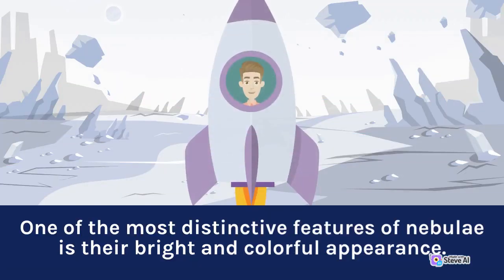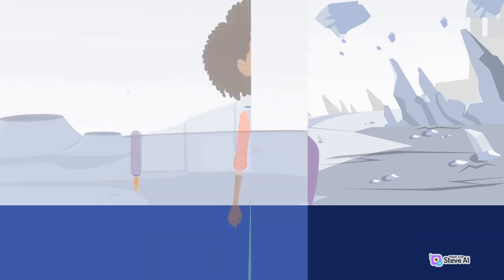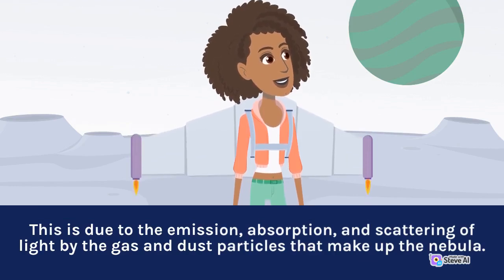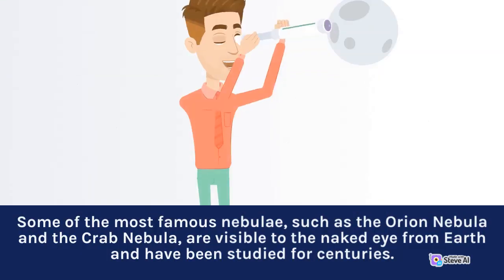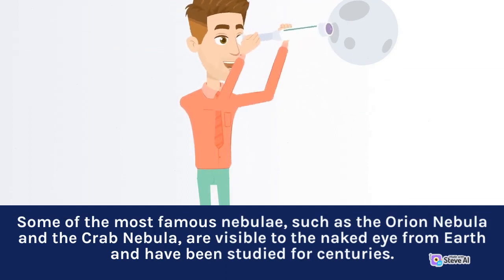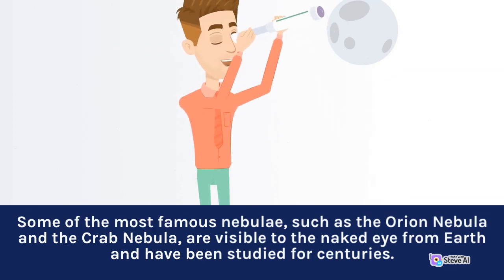One of the most distinctive features of nebulae is their bright and colorful appearance. This is due to the emission, absorption, and scattering of light by the gas and dust particles that make up the nebula. Some of the most famous nebulae, such as the Orion Nebula and the Crab Nebula, are visible to the naked eye from Earth and have been studied for centuries.